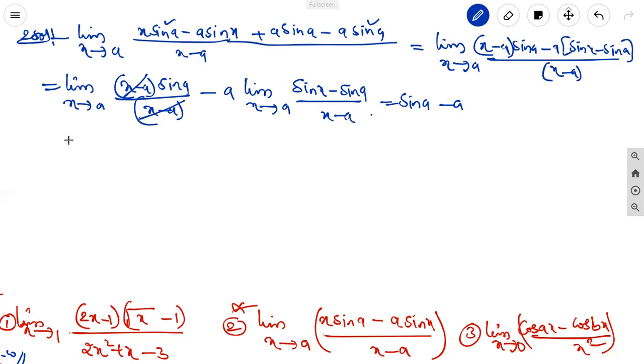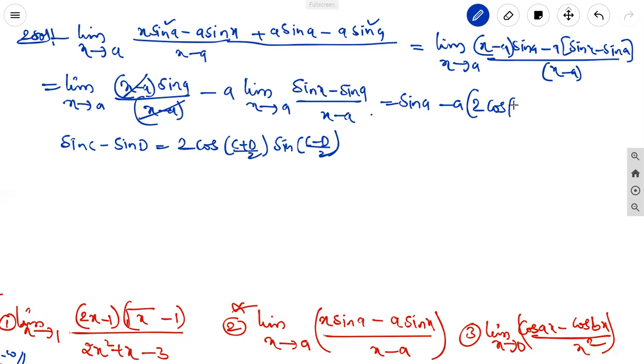Minus a. It is in the form of sin c minus sin d, that is equal to 2 cos (c plus d) by 2 sin (c minus d) by 2. The same form as sine of (a plus b) minus sine of (a minus b) equal to 2 cos a sin b. If it is a single function, then we can change into that one. It is minus a into 2 cos (x plus a) by 2 sine (x minus a) by 2.